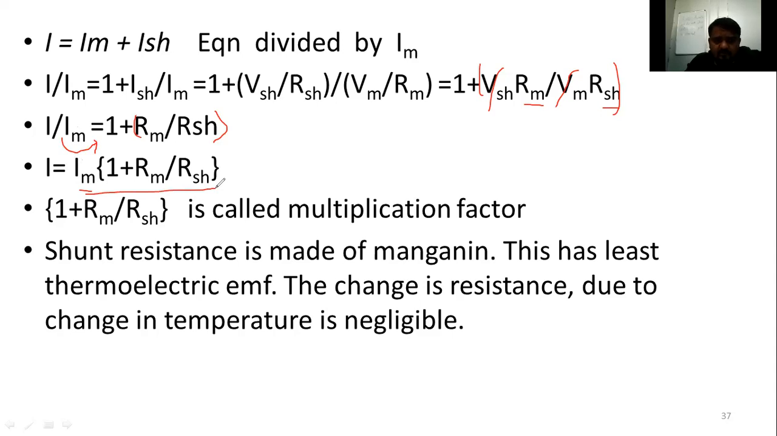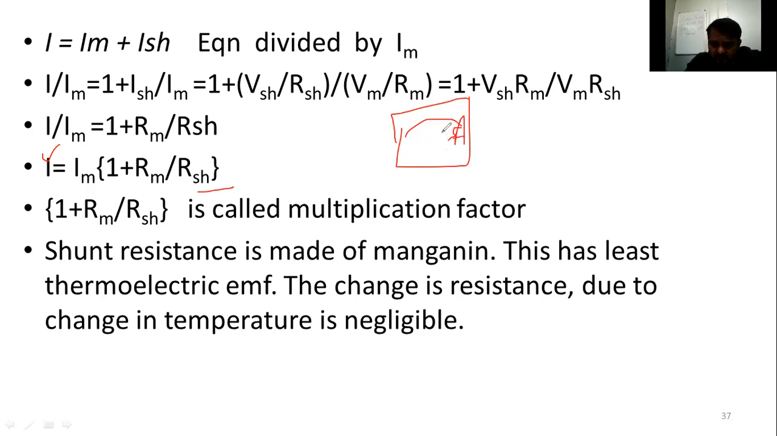Now you tell me, this is the final equation. What do we have to measure? Current we have to measure. Suppose we have to measure up to 5 ampere range only here now. So more than 5 ampere we can measure by using this meter.